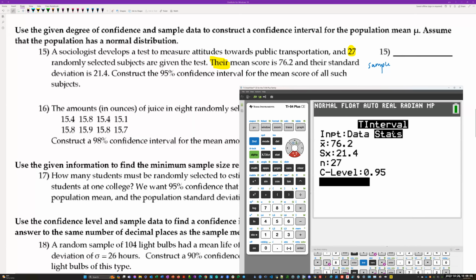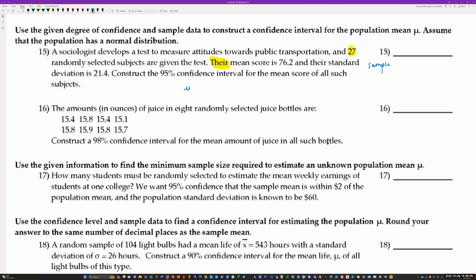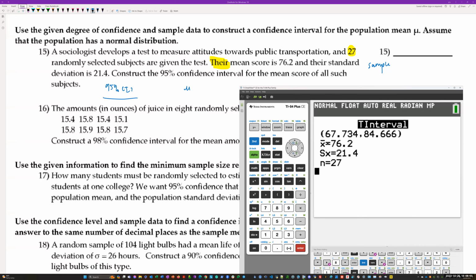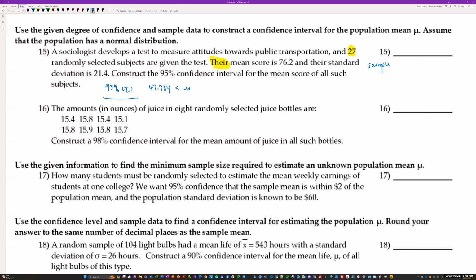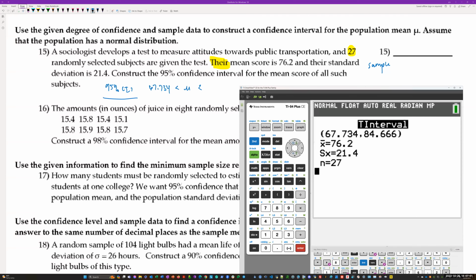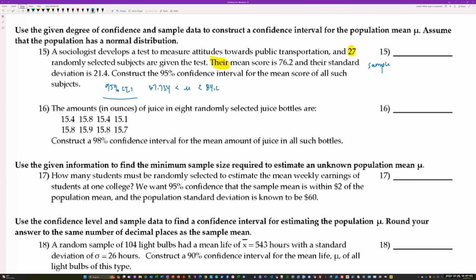No, you didn't click stats. Oh no, because you clicked test. You didn't click the right thing. All right, so we get this, and that's the answer. Now the only difference is now the mean. This is a 95% confidence interval for the mean. The mean we think is going to be between these values, 67,734 and 84,666.